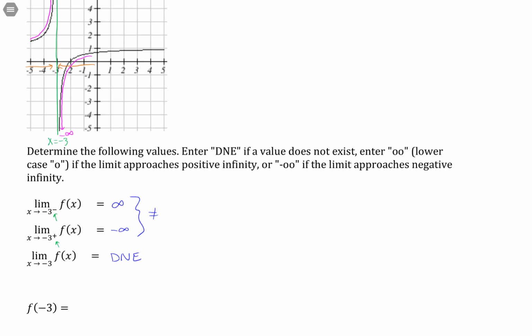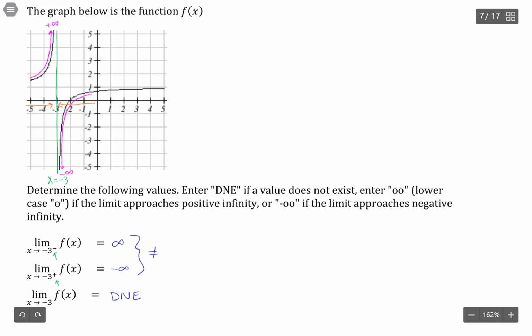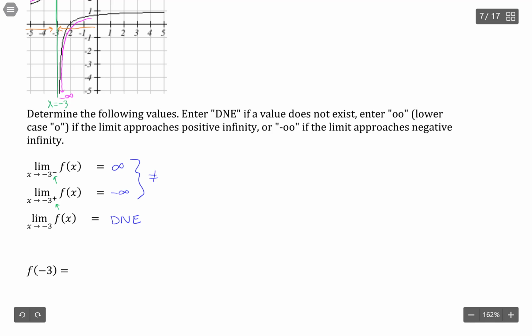And the last thing is to determine what the value of f of -3 is. So the function itself at -3, we have this asymptote, and there's no value specified along that asymptote for the function itself to be defined at. So that is an undefined value. So the function itself at -3 also does not exist.